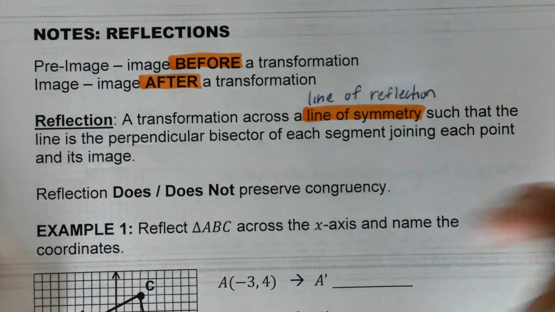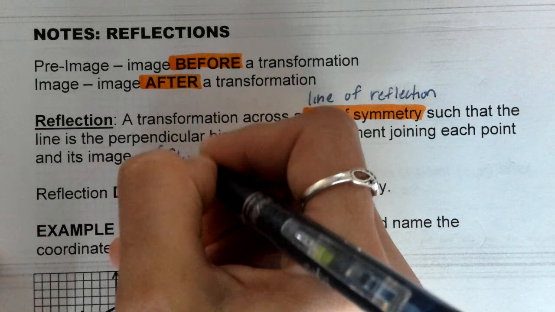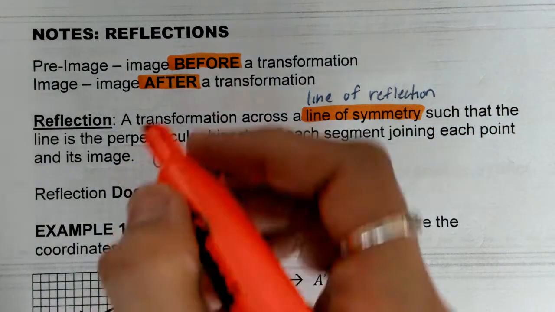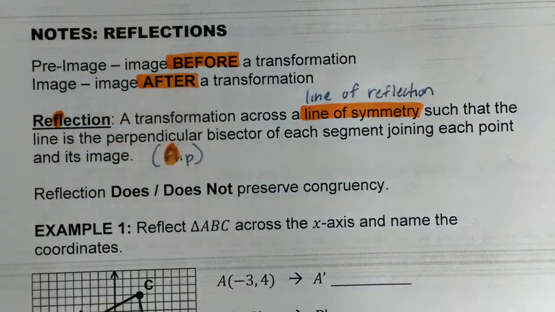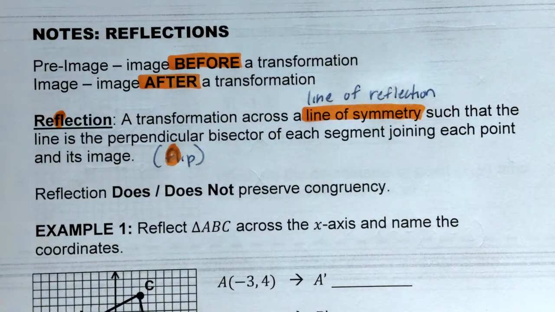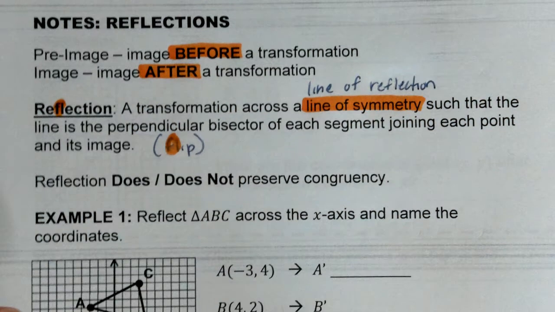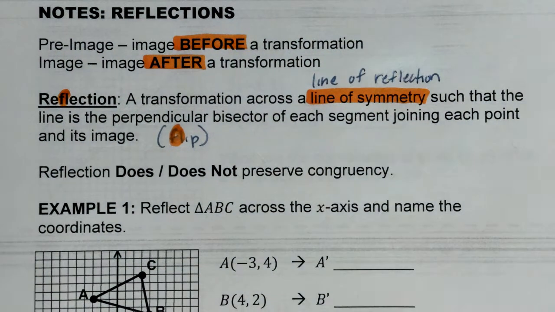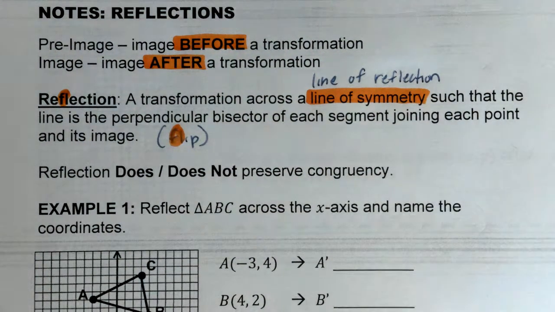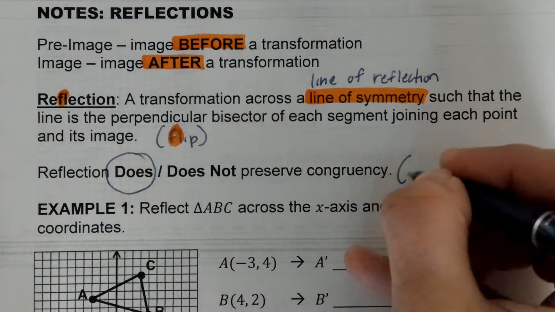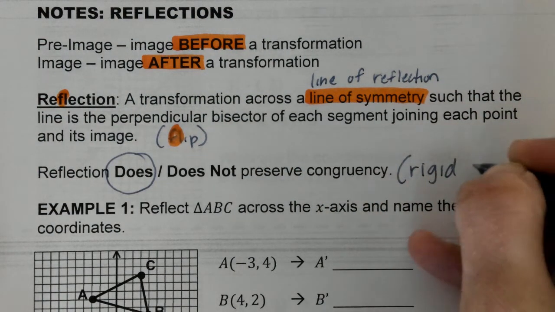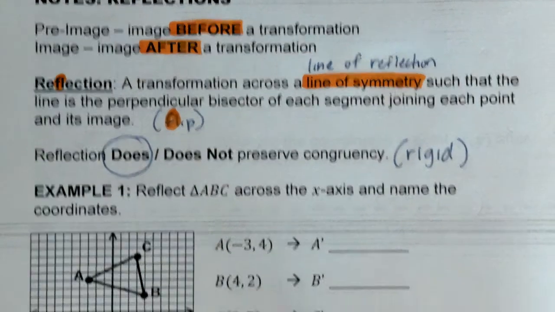Okay, your reflection is also known as a flip. We're going to flip across a line of reflection. You can remember that FL in flip and the FL in reflection. Okay, can't see the FL very much in my flip, but you see it. And it's just going to be a mirror image. Your reflection does preserve congruency, so your reflection is going to be another rigid motion. So we're going to have rigid in there again.